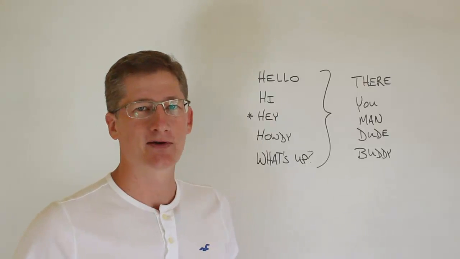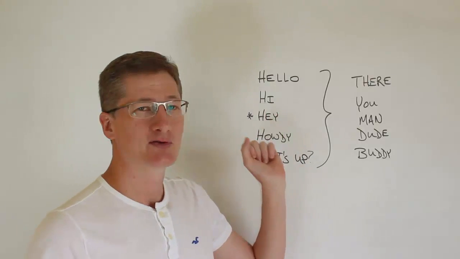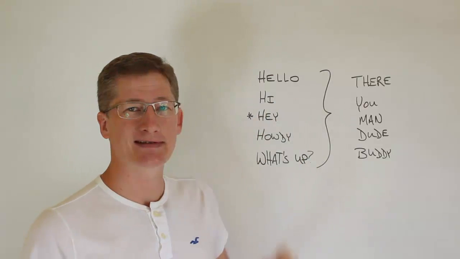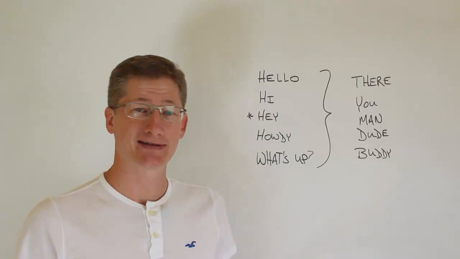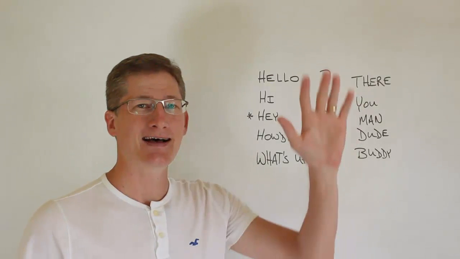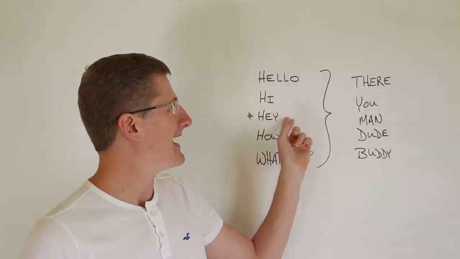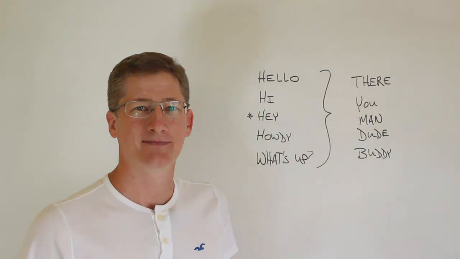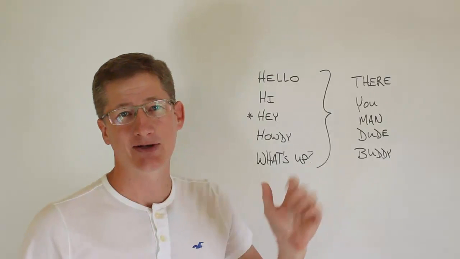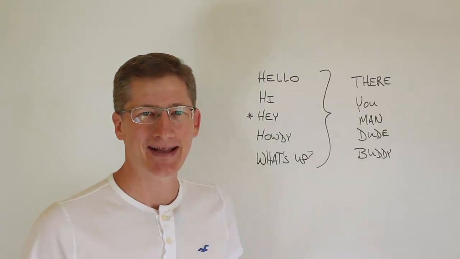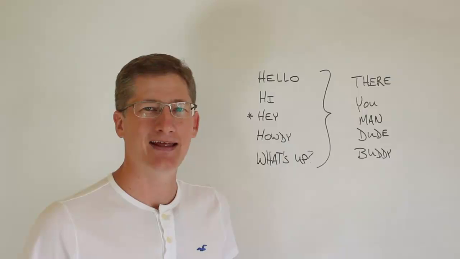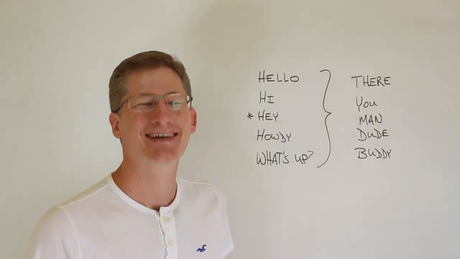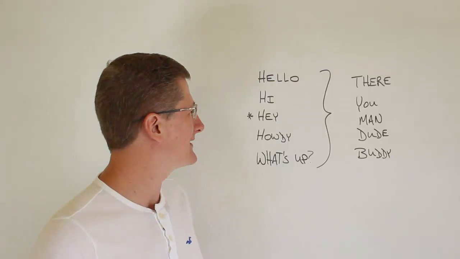But if you want to be a little more informal, you can use words like hi, or hey, okay? So you see someone that you know, a friend, you can say, hey, hi. If you want to add on some other words, you can say, hey there, hey man, hey dude, hey buddy, hey my friend, okay? And you can say, hey you, if it's someone you know well.